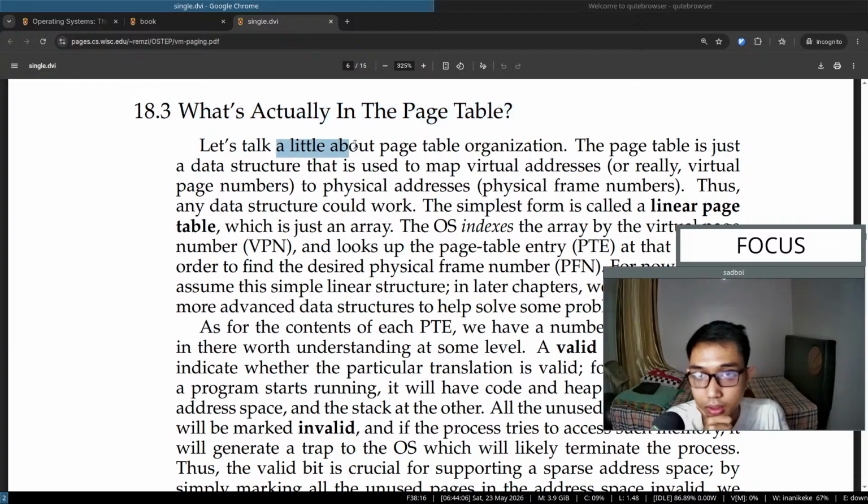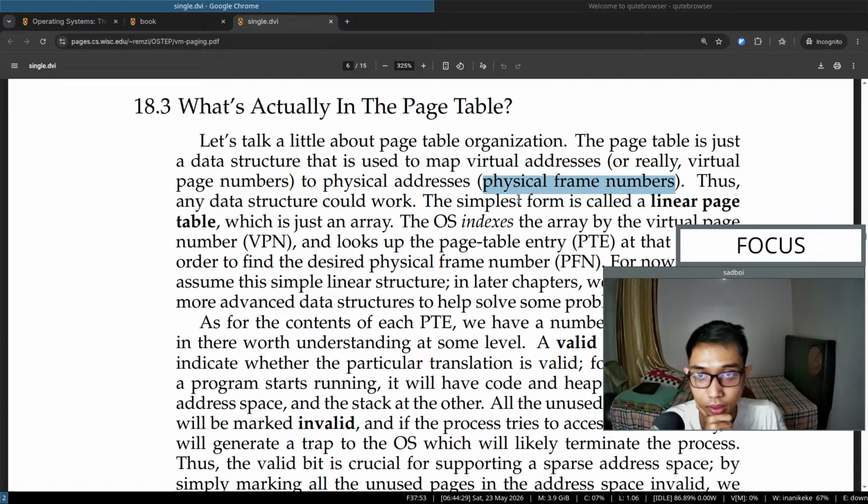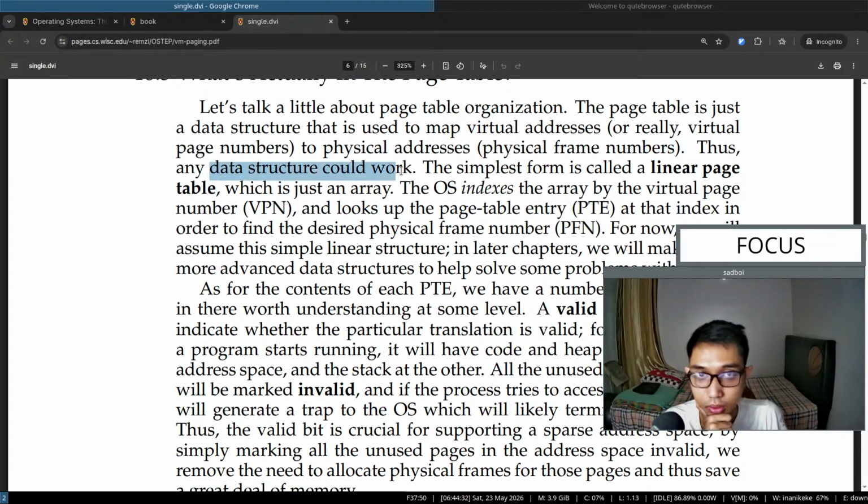Let's talk a little about page table organization. The page table is just a data structure that is used to map virtual address, or really virtual page number, to physical address or physical frame numbers. Thus, any data structure could work. The simplest form is called a linear page table, which is just an array. The operating system index the array by the virtual page number.